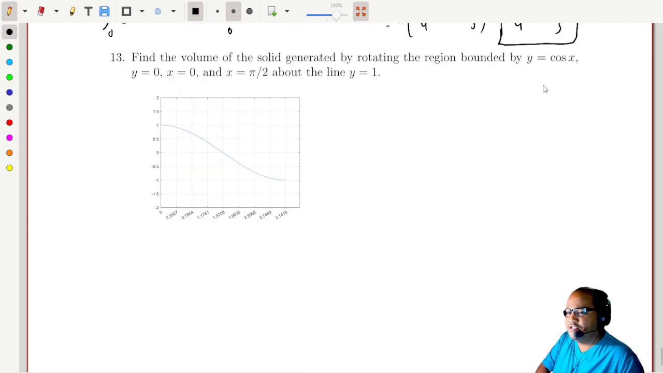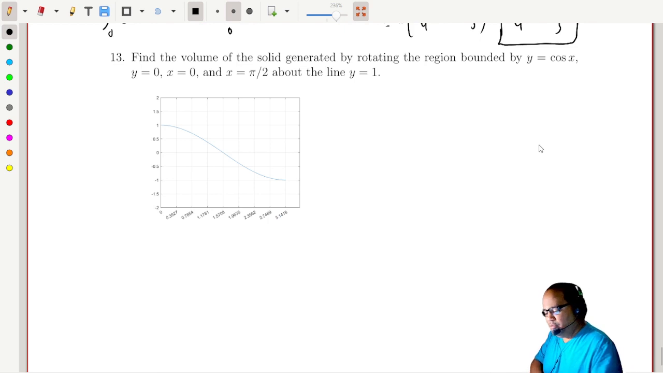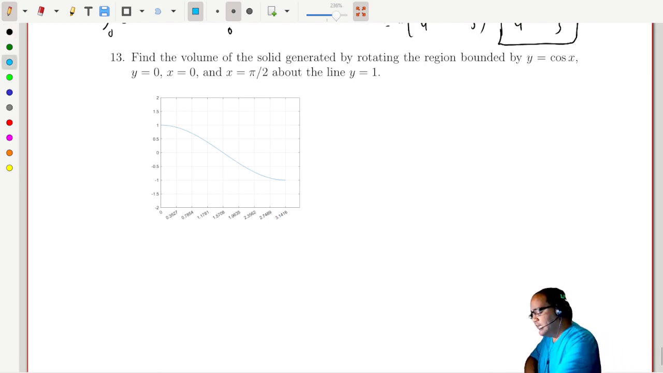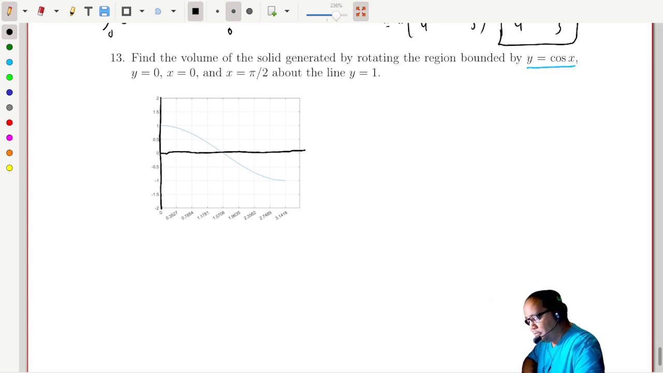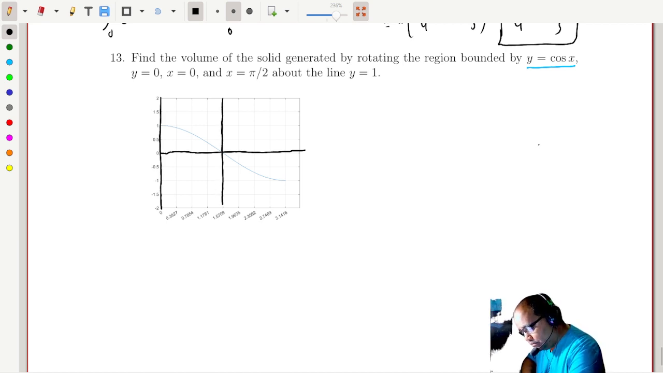All right, let's go on to this other one here. Slightly more tame question here. We have cosine x as one of our boundary curves. Then we have y equals 0. That's not there. Y equals 0 is here. X equals 0. And then as the other boundary curve, x equals pi over 2. Okay, that's this one right here. We'll write that here. That's pi over 2.